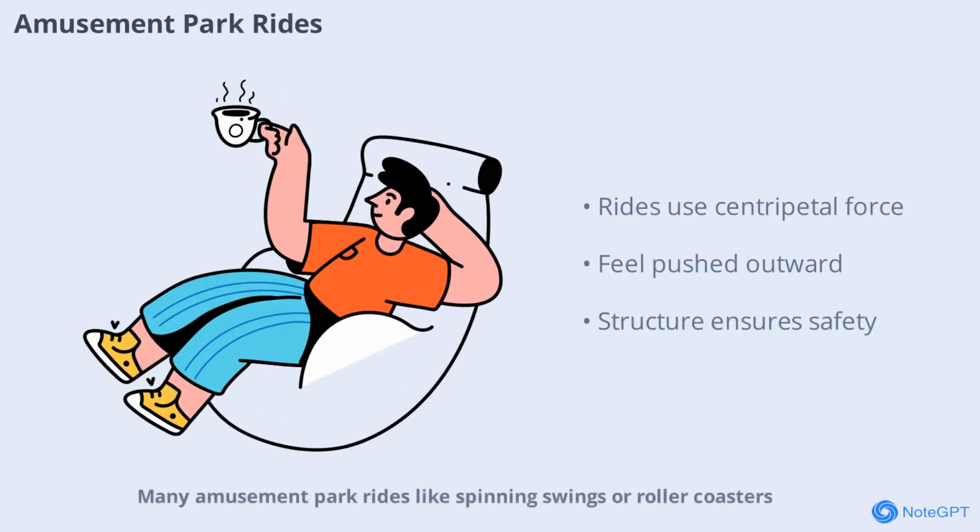Amusement park rides, like spinning swings or roller coasters, rely on centripetal force to keep riders moving in a circle. Riders often feel as if they are being pushed outward, but it's actually their inertia at work. The ride structure provides the necessary centripetal force, ensuring safety and excitement. Understanding these forces helps explain the thrilling sensations we experience on such rides.